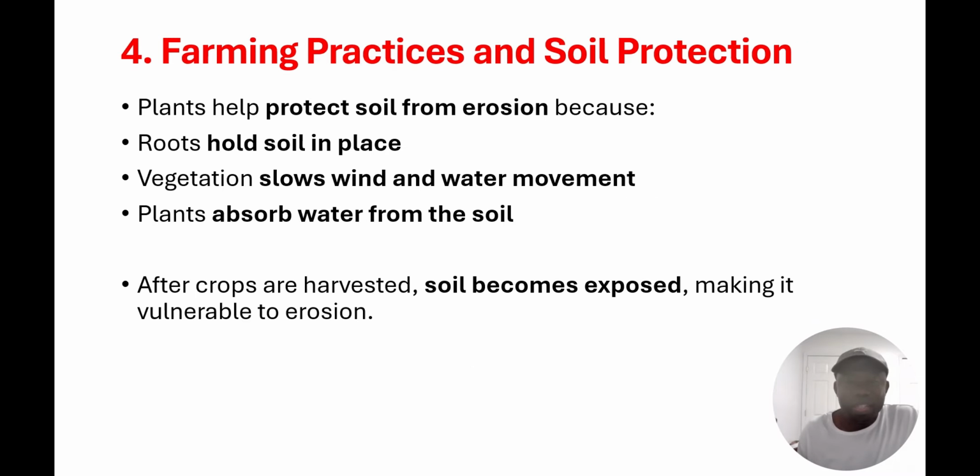Now let's go to the next slide: farming practices and soil protection. Plants help protect soil from erosion, roots and cover. So this farming practice is a way of conservation of soil. That is afforestation and cover. If we plant on the soil, the roots and cover will help to gather, to conserve, to protect the soil. The roots and cover hold it in position. The vegetation slows wind and water movement. These are some factors on how to conserve and protect the soil.